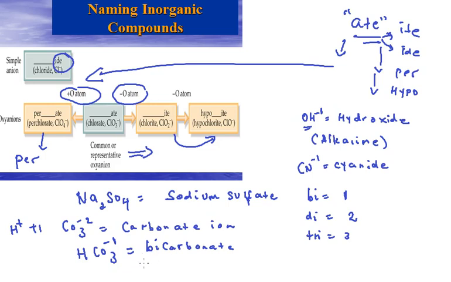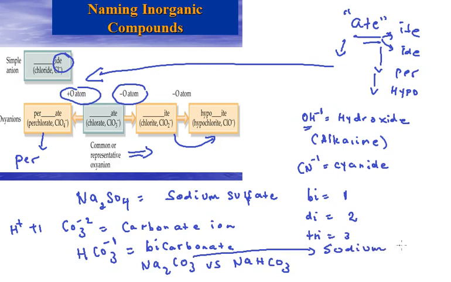Compare sodium Na2CO3 versus NaHCO3. Now Na2CO3 would have the name sodium carbonate. Okay, sodium carbonate. And NaHCO3 is going to have sodium bicarbonate. So that's the difference. Actually, the reason why "bi" comes in is because it comes from one hydrogen ion.